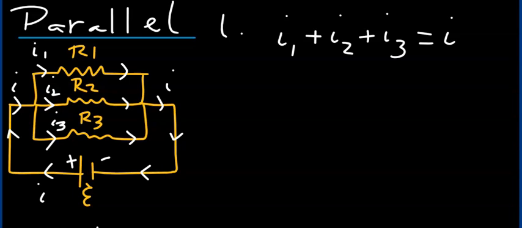Now let's look at the potential difference across these resistors. The potential difference across resistor R1, let's call it V1.